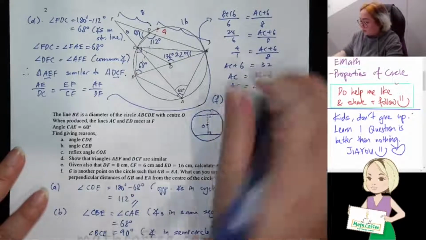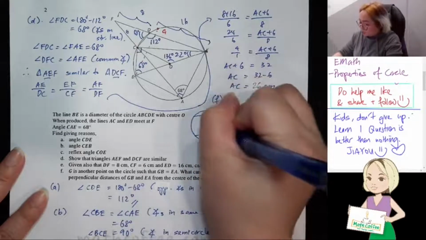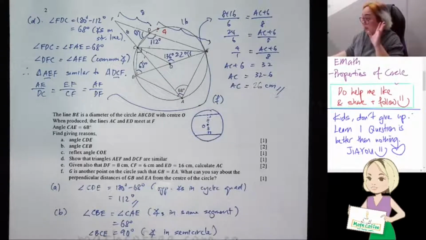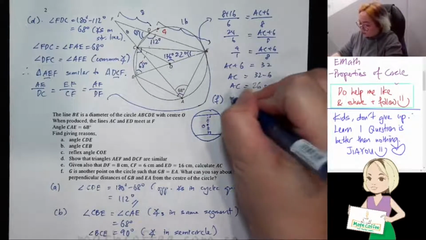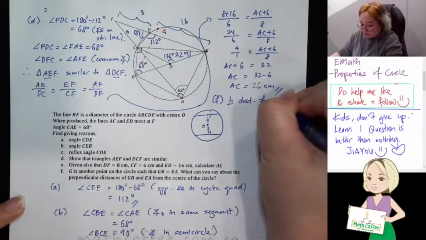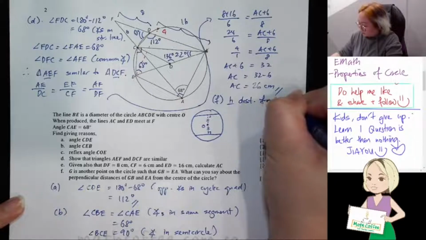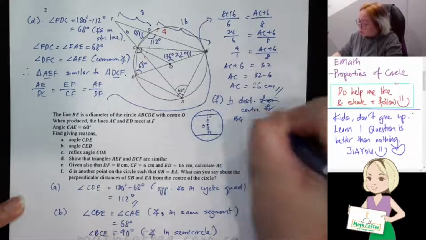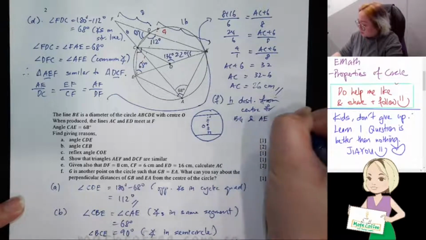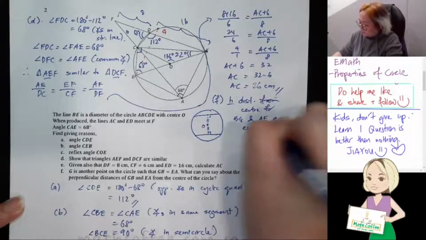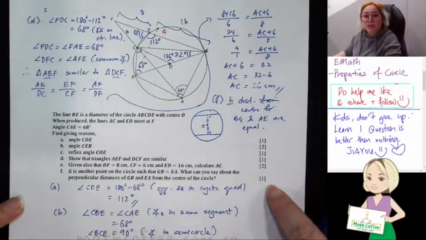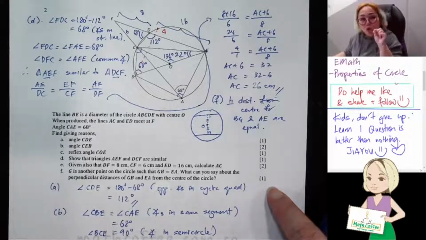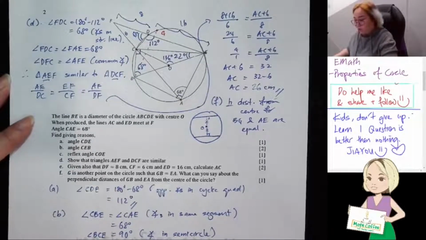Understand? If this length is equal to this length, these two will be equal. That's the property. So you will say the perpendicular distance from the center for BG and AE are equal. That's it. 1 mark. You don't have to say so much. Okay, important is you know that they're equal chords. As long as it's not diameter, it's called a chord. C-H-O-R-D. Okay, so that is for this question number 2.